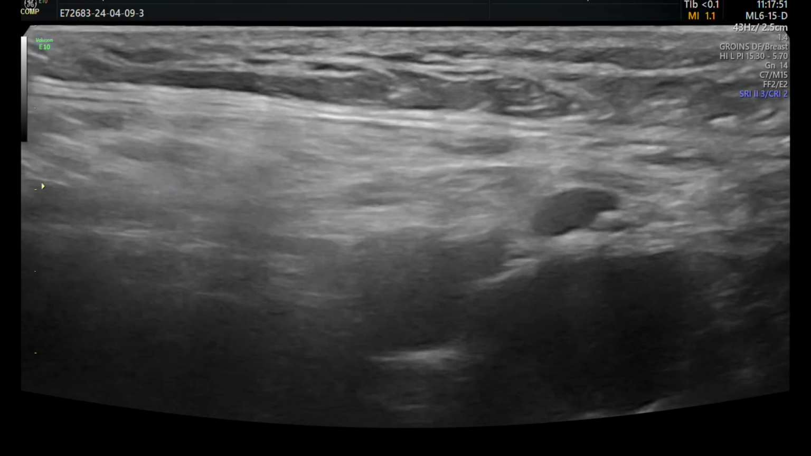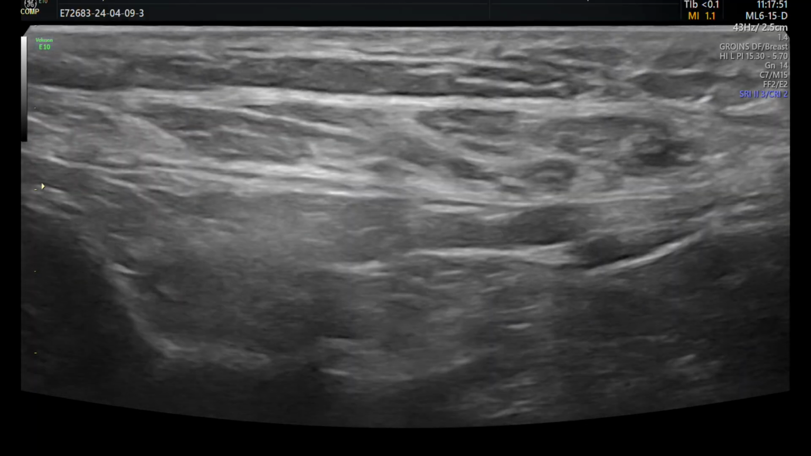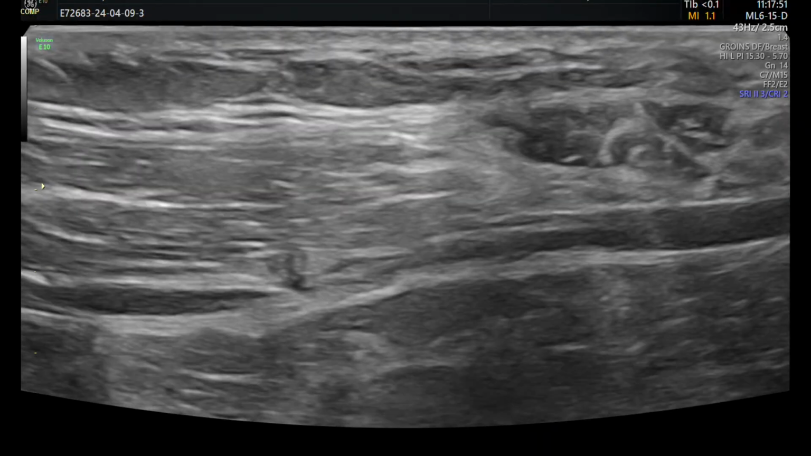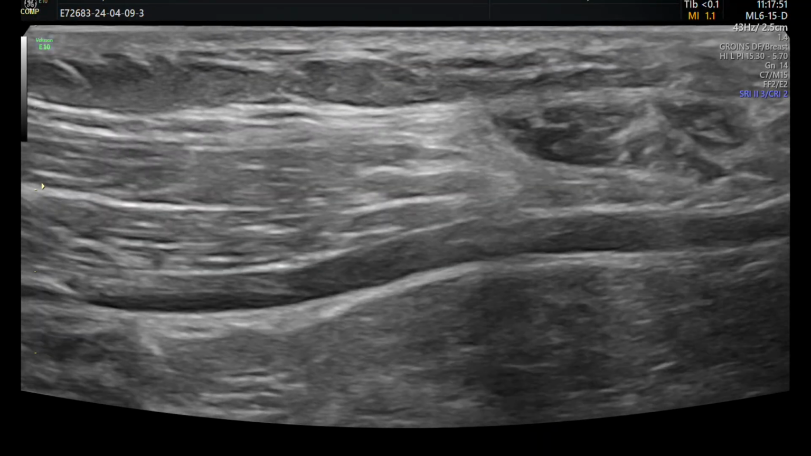We can follow the deep inferior epigastric artery ascending in the rectus sheath posterior to the rectus abdominis muscle towards the umbilicus.